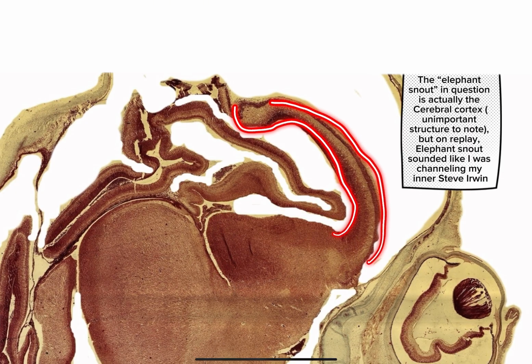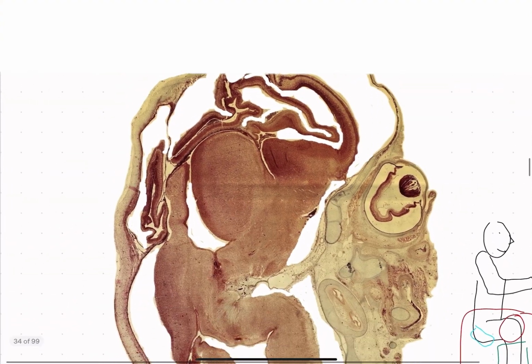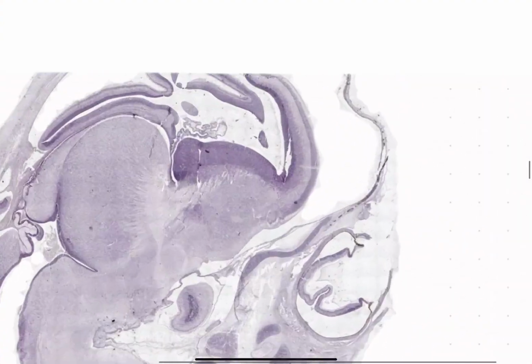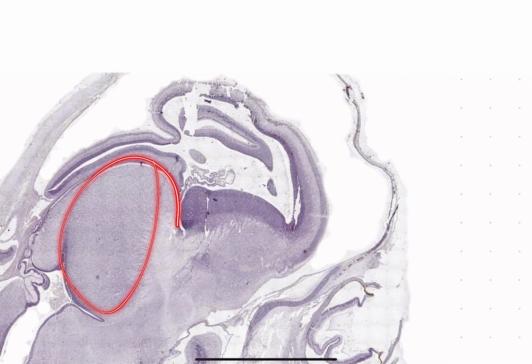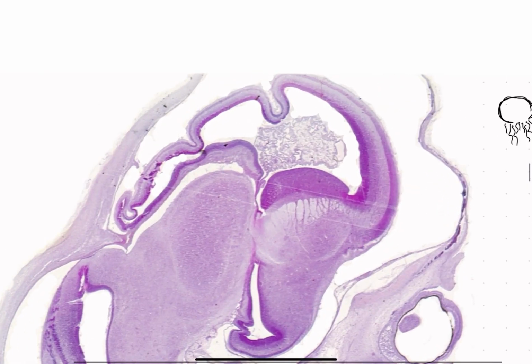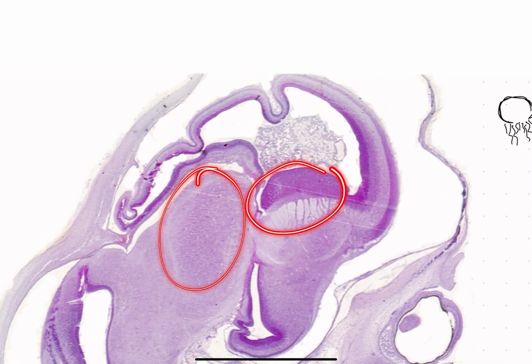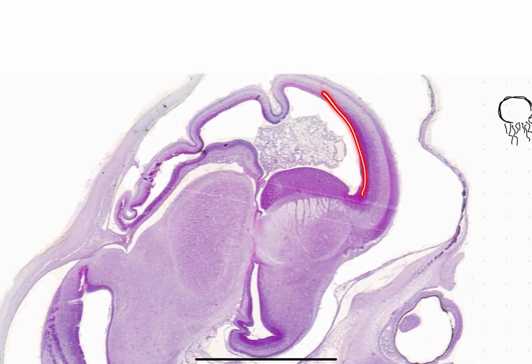So the nucleus caudatus is here, and then it has this little elephant-like nose that protrudes out like so. So that is another way to identify that we're looking at the nucleus caudatus and not the thalamus, which are areas that we generally mistake for the other.